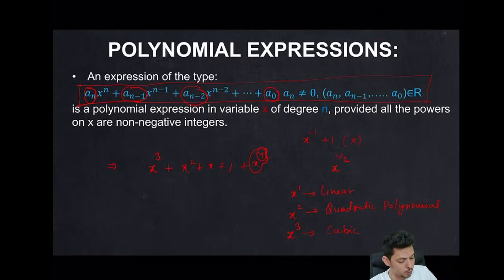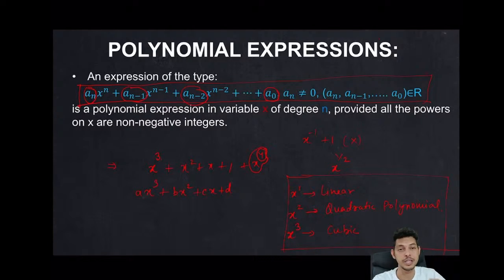Please do remember these words. If the highest power in a polynomial is 1, we will be calling it a linear polynomial. If it is power 2, then we will be calling it a quadratic polynomial, and if it is power 3, then it is going to be a cubic polynomial. How a cubic polynomial is going to look, I think it should be clear. A general cubic polynomial, you can take it like this: ax cubed plus bx square plus cx plus d.